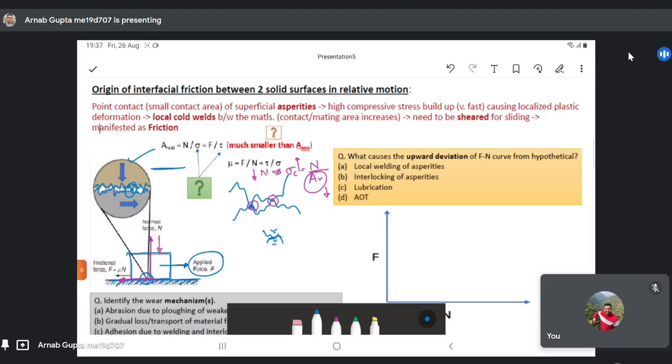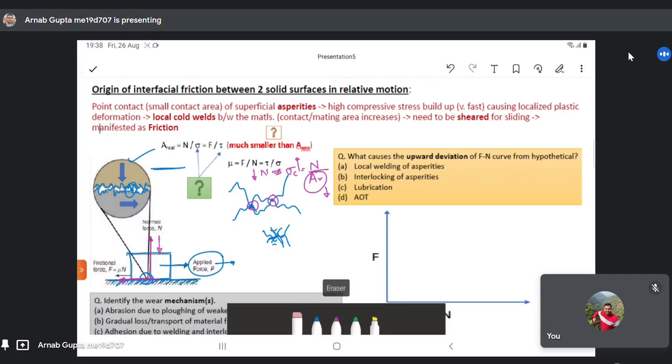Once it gets welded, there is another force which is trying to drag it in the forward direction. To successfully drag it forward, you need to break these welds. You need to break these welds to drag it in the lateral direction. So this resistance to forward sliding is manifested in the form of friction. I hope you understood this. If you have any doubt, you can ask.